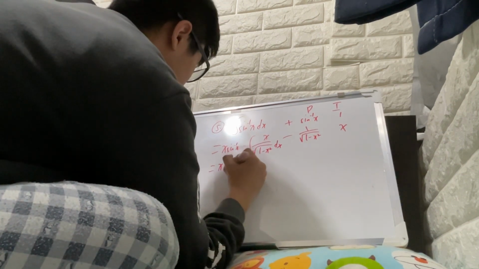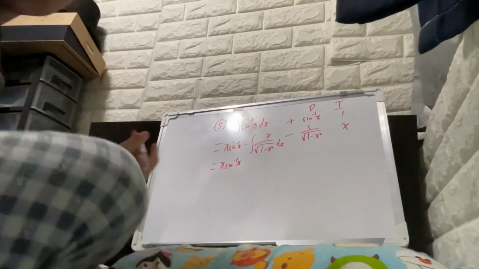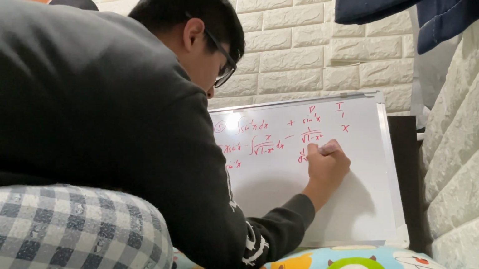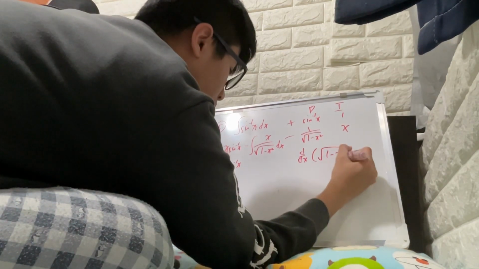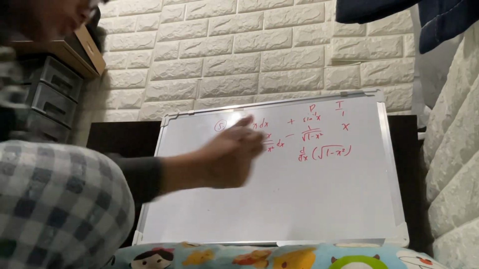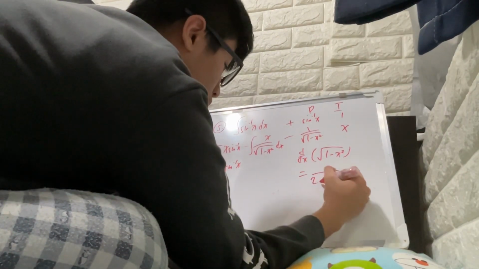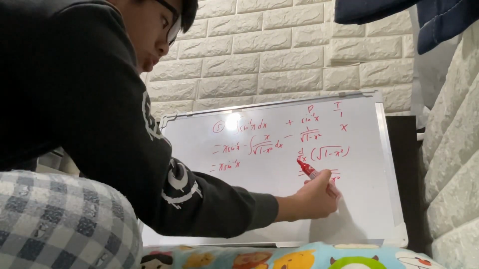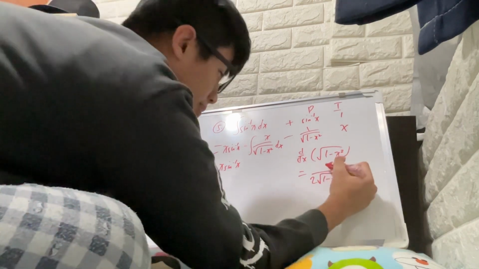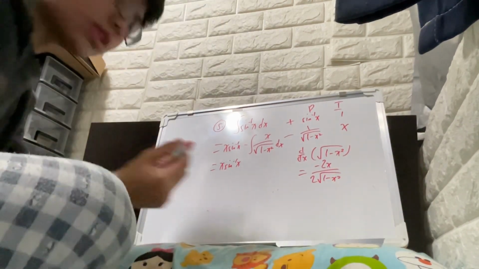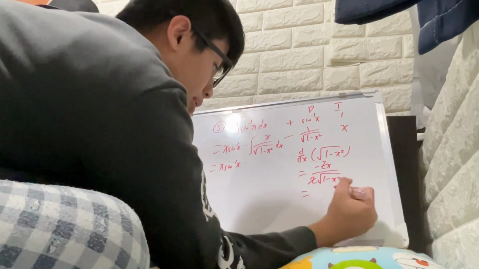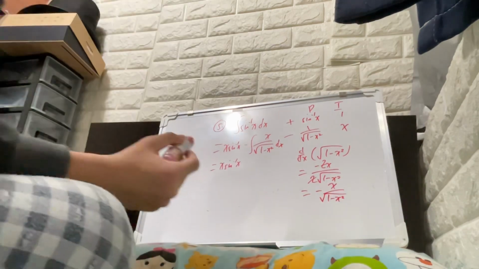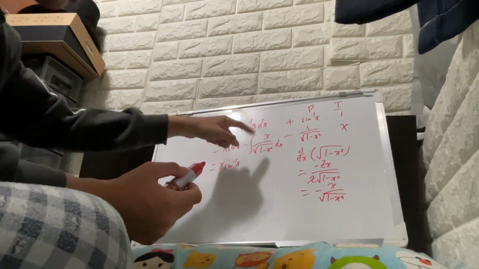So here, how can we integrate it? Be careful. To differentiate square root of 1 minus x squared, first we get 1 over 2 times 1 over the square root of 1 minus x squared. And then because of the chain rule, you're gonna multiply by the derivative of 1 minus x squared. So it becomes negative 2x. So the 2 and 2 cancel each other out. So it becomes negative x over square root of 1 minus x squared. So this is just the one we need.